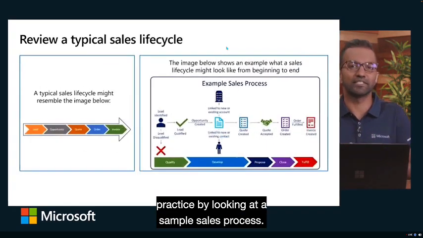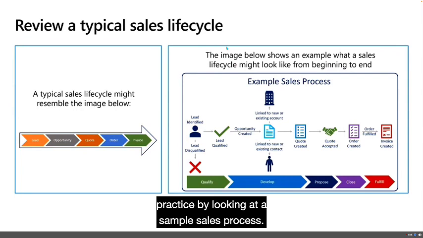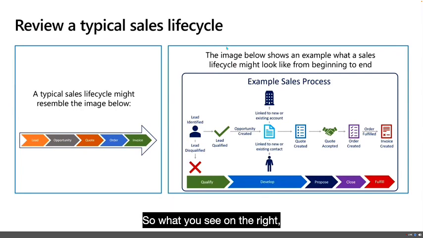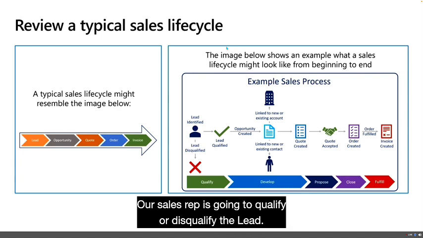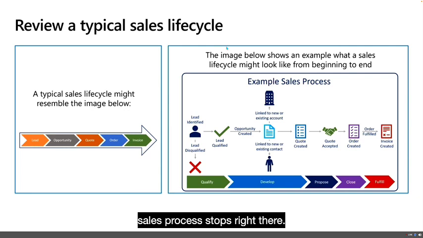The opportunity can now be tied to an existing account or contact, or a new one can be created if it doesn't already exist. And as a relationship is developed, the sales rep will then create a quote or a proposal. If the customer accepts the quote, it'll turn into an order. This is usually where we say the deal is closed. However, to finish out the process, the order needs to be fulfilled and billed.